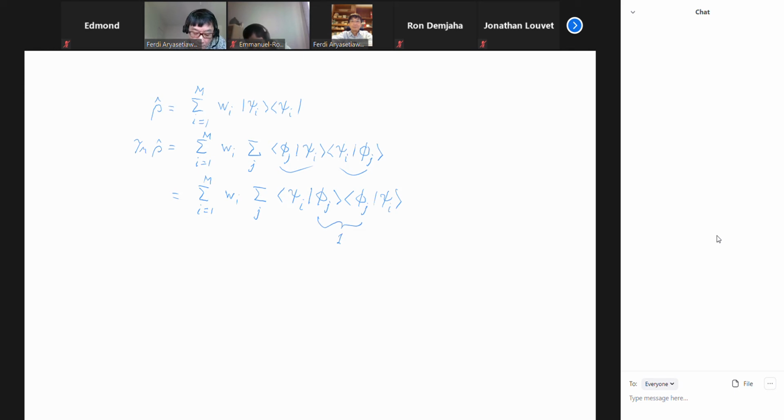So then this becomes the sum over i, 1 to m, of the weight w_i, and the overlap of the state psi_i with itself. But these are states, so it's normalized to 1. So then this becomes the sum over the weights, which is equal to 1. So the trace of the density operator is equal to 1.